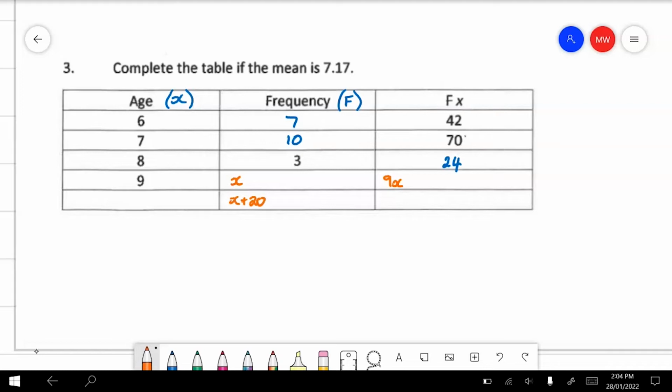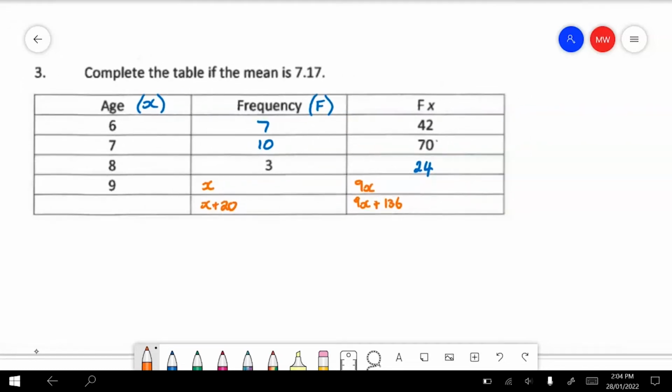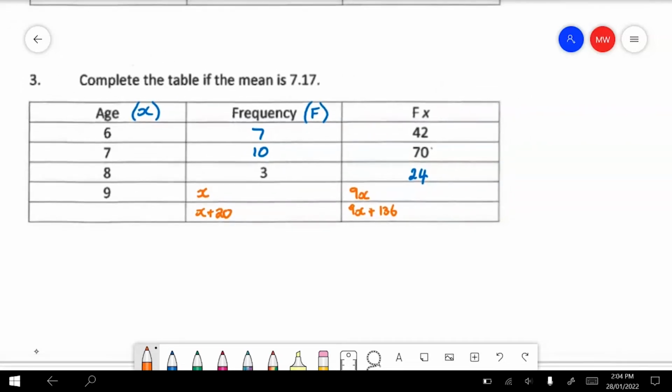Similarly, if I add up 42, 70 and 24, I'll get 136. So that means I've got 9x plus 136 to make the total down here. Now what I need to do is use the information that I've got to work out what x is. Then I can go back and actually assign it some values.